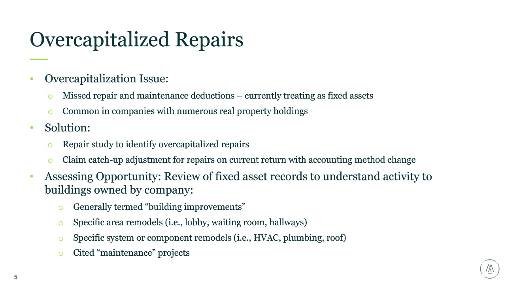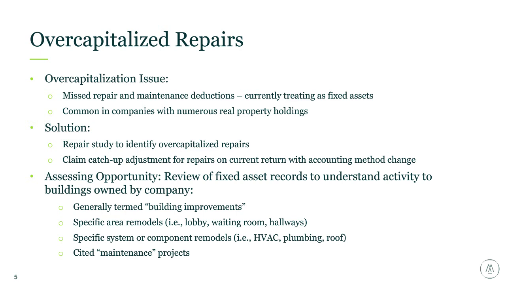Some of the things to look out for are just generalized phrases such as building improvements, almost like a catch-all category on the depreciation schedule, or maybe specific areas where work is done. So, in this case, lobbies, waiting rooms, hallways, things that are easily identifiable. And then specific building systems, maybe it just says HVAC work or plumbing, roof. Those are good things to dig into as well. And sometimes it's just simply costs that end up on the depreciation schedule that had certain phrases like repair, refurbish, maintenance, cleaning, etc. So you can do this in real time on current year tax filings, but in order to take advantage of prior year overcapitalized repairs, you'd have to file a Form 3115 accounting method change to catch up the adjustment.